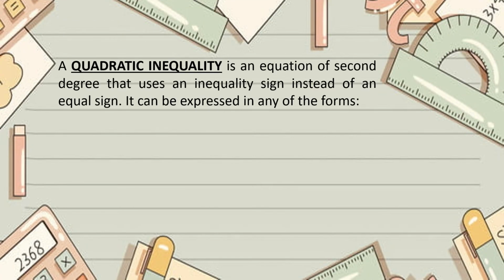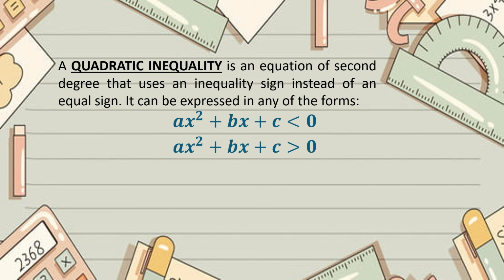Let us now define quadratic inequality. A quadratic inequality is an equation of second degree that uses an inequality sign instead of an equal sign. The inequality signs are greater than, less than, greater than or equal, and less than or equal. It can be expressed in any of these forms: ax squared plus bx plus c is less than 0; ax squared plus bx plus c is greater than 0; ax squared plus bx plus c is less than or equal to 0; and ax squared plus bx plus c is greater than or equal to 0.